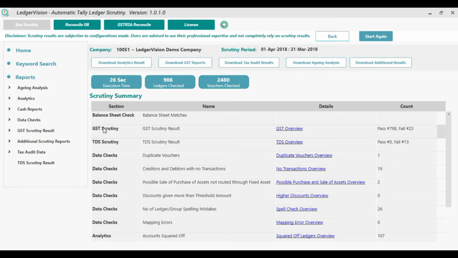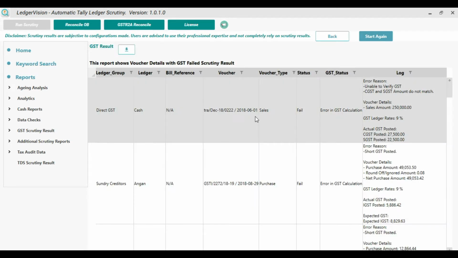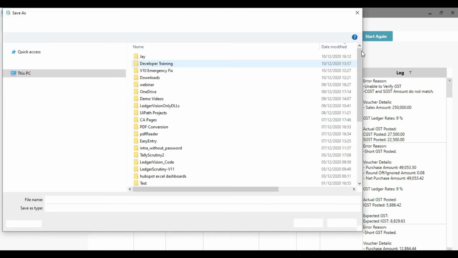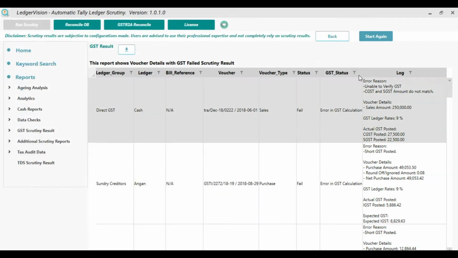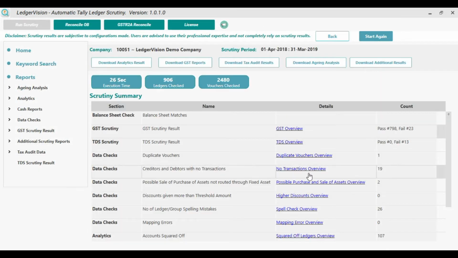This is the overview where the report name and detailed report name are given. So this is the group name and this is the report name. You can go directly to the report by clicking this overview button. You can download this to Excel from here also, and you can go back to the opening page, and this is the count given over here, how many pass, how many fail, number of records checked, etc.